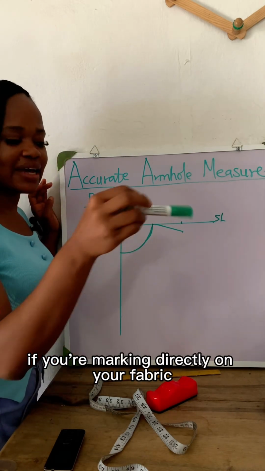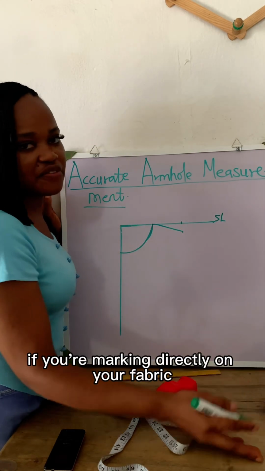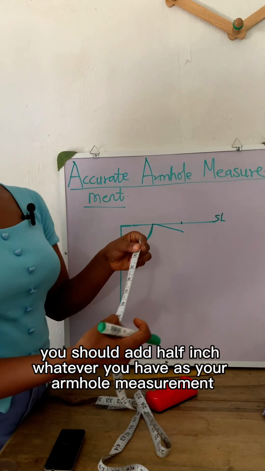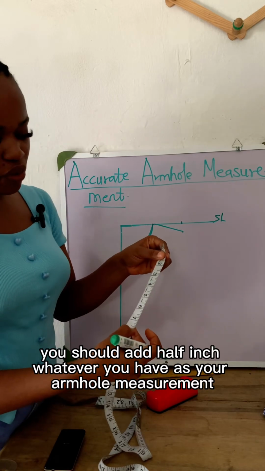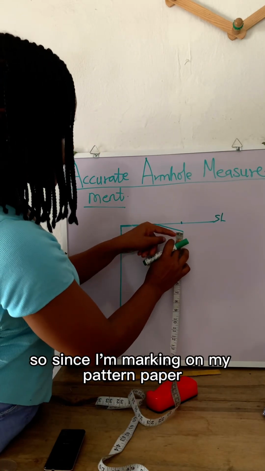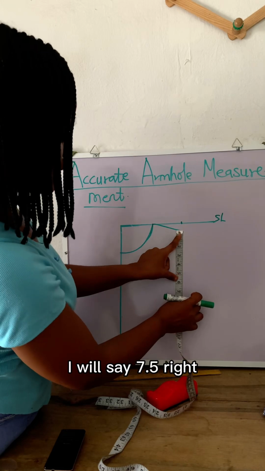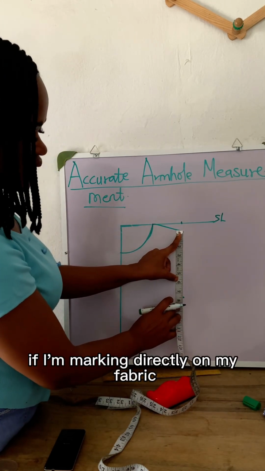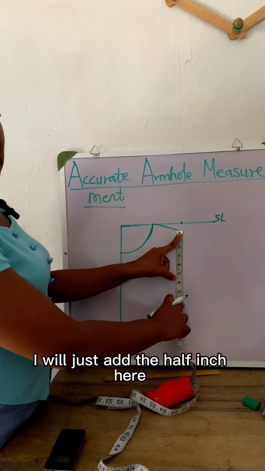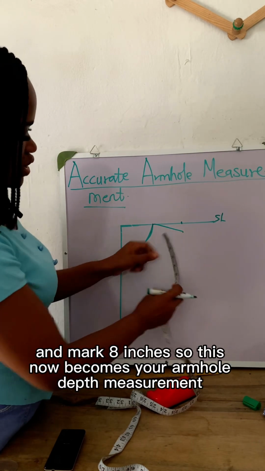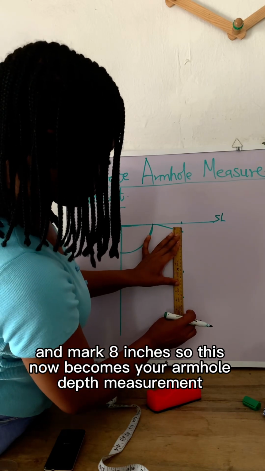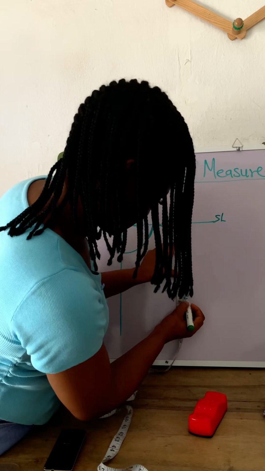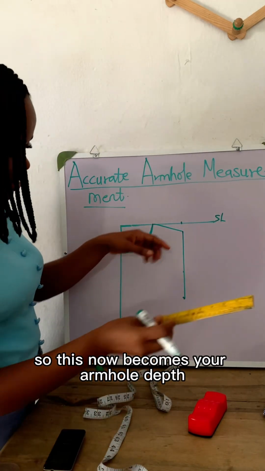But if you're marking directly on your fabric, you should add ½ inch to whatever you have as your armhole measurement. So since I'm marking on my pattern paper, I will say 7.5, right? If I'm marking directly on my fabric, I'll just add the ½ inch here and mark 8 inches. So this now becomes your armhole.